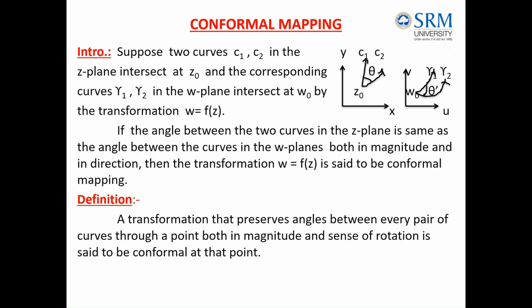If the angle between the two curves in the Z plane is the same as the angle between the curves in the W plane, both in magnitude and in direction, then the transformation W equal to f of Z is said to be conformal mapping. The other way of defining conformal mapping: a transformation that preserves the angle between every pair of curves through a point, both in magnitude and in sense of rotation, is said to be conformal at that point.